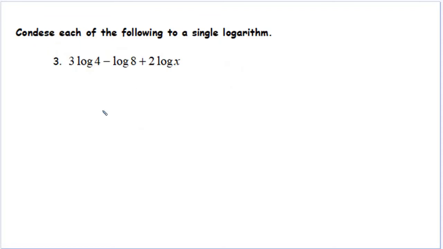Okay, so then you will have to condense, and I just noticed that I made a typo there. Condense each of the following to a single logarithm. So our goal in condensing always is to get to either a single logarithm or a single number. Okay, so I'm going to work first with order of operations.